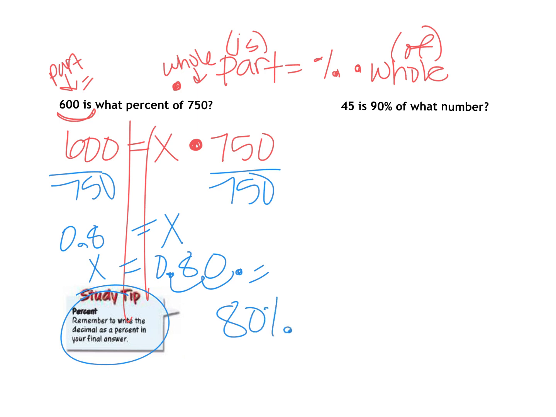So 600 is 80% of 750, and then we can always go back and check to make sure that 80% of 750 equals 600.